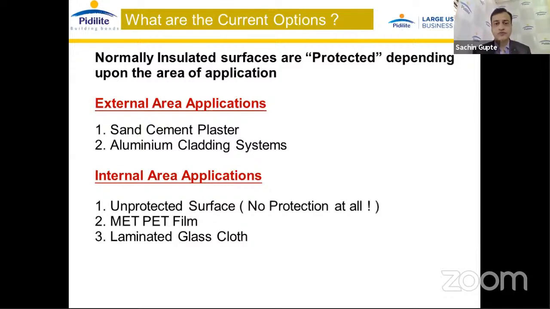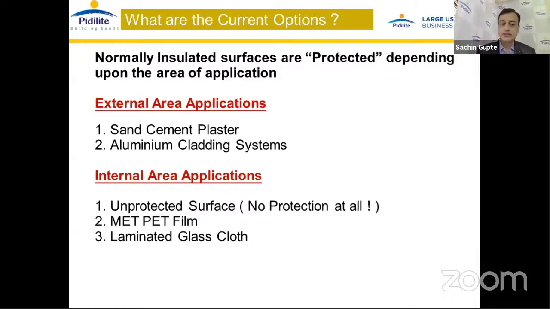There are types of protections that have evolved and developed over a period of time. If you look at the external area applications, the most popular one, which was done in the erstwhile old era, was sand cement plaster. Sand cement plaster over a period of time graduated into the aluminum cladding systems, which you find a lot of pipes are covered with.